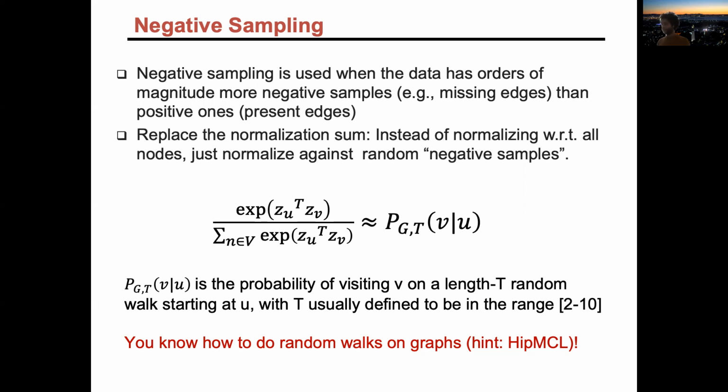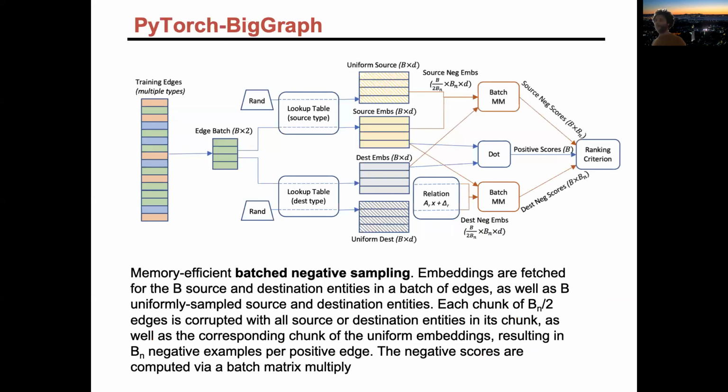And the HipMCL slides already give you an idea how to do that. But I want to highlight one aspect from a popular embedding tool called PyTorch BigGraph. The trick about creating negative samples is, if you do it naively and try to generate them one at a time, just like SpMV has low arithmetic intensity, this operation has very low arithmetic intensity. And doing it on distributed memory means you're going to be bound by latency costs. So instead, PyTorch BigGraph developers identified this, and they do their negative edge generation in a batched way.